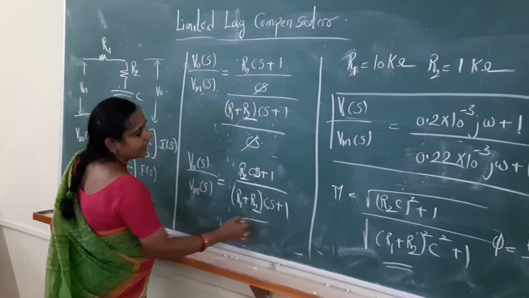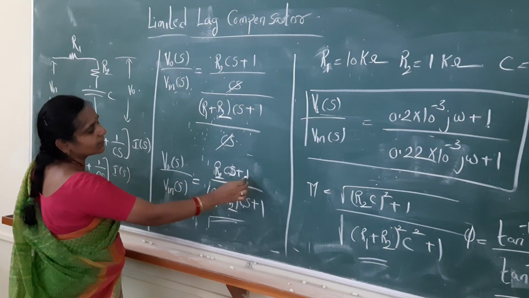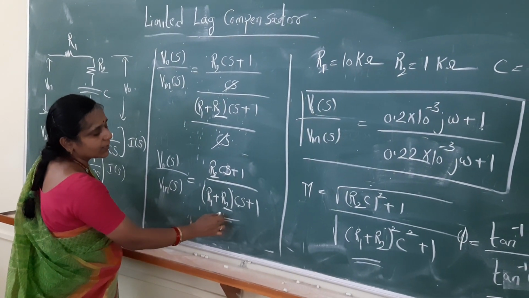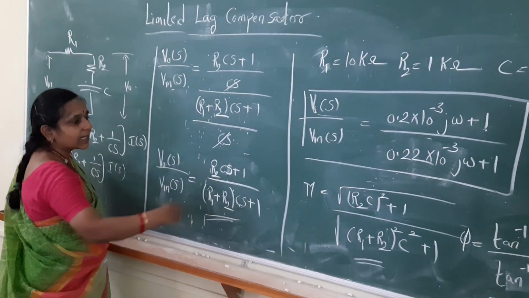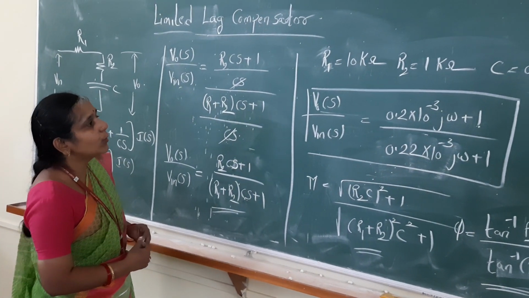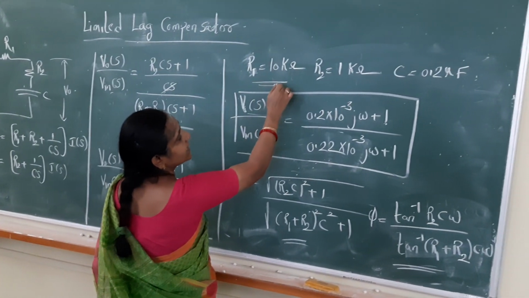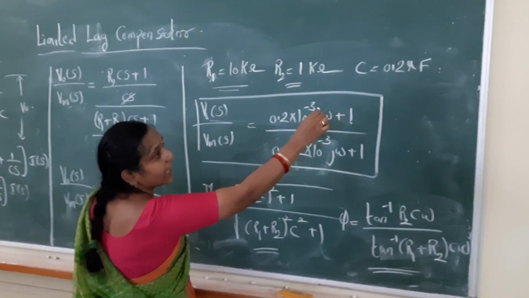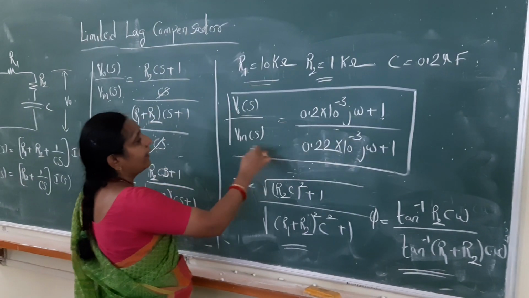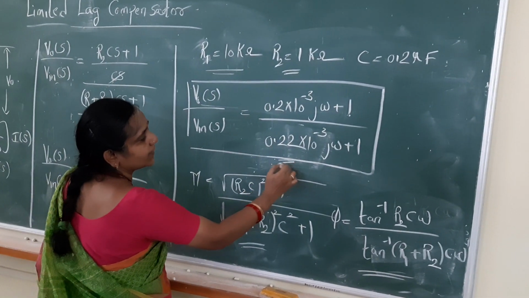So finally we are ending up with the expression E0(s)/V0(s) = (R2 Cs + 1)/((R1 + R2) Cs + 1). We can replace s with jω and get the magnitude and phase. Now the values that we have used are R1 is 10K, R2 is 1K, capacitor value is 0.2 microfarad, and by substitution we are obtaining this particular expression.